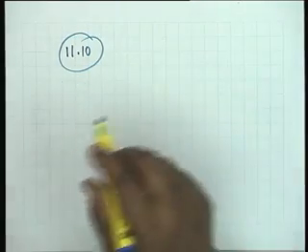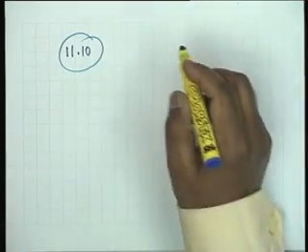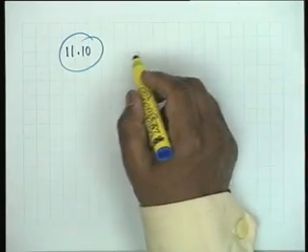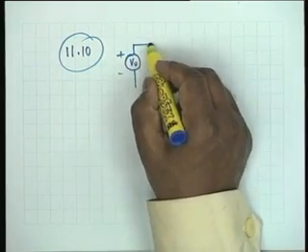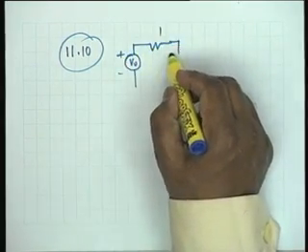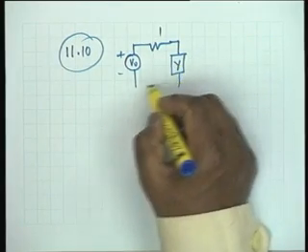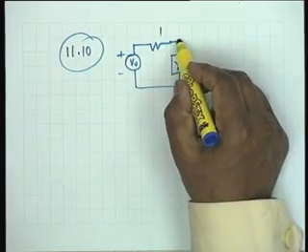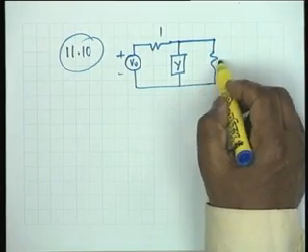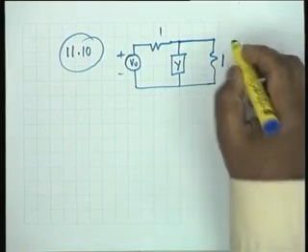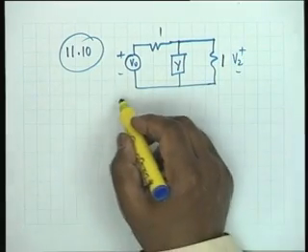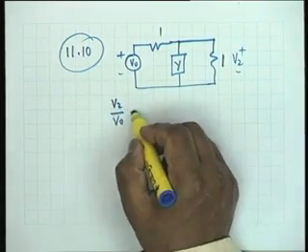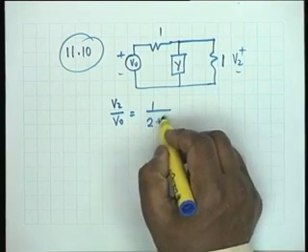Because others involve RL functions, so we will not do that. Problem 11.10: for the network shown, there is a network V0, a 1 ohm impedance and admittance Y, and a resistance 1. The output is V2. It is given that V2 by V0 is equal to 1 over 2 plus Y.